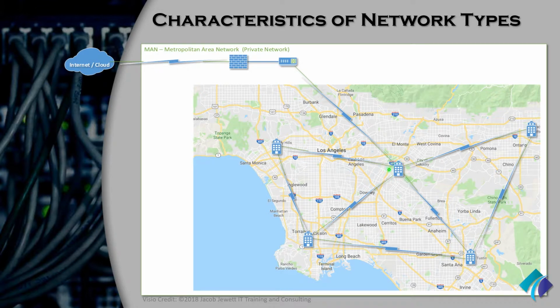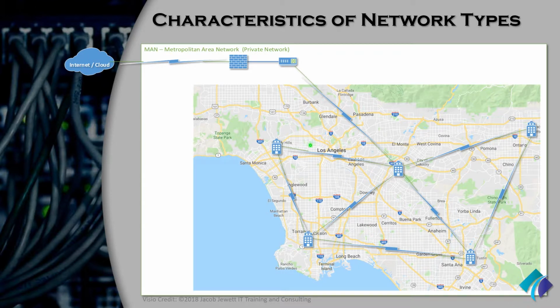The 5 buildings together would be considered a CAN, or a corporate area network, or campus area network. And then when you have multiple locations within a geographical location, either it being a city, in this case the city of Los Angeles, or the county, you could say the county of Los Angeles, which is kind of bigger than this.